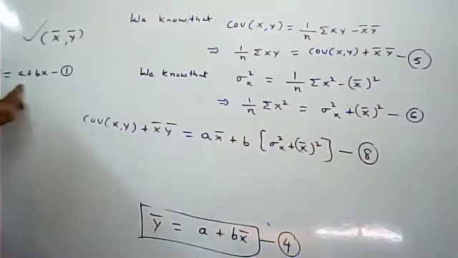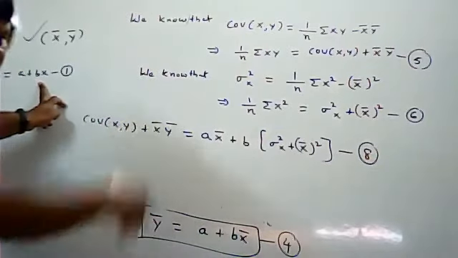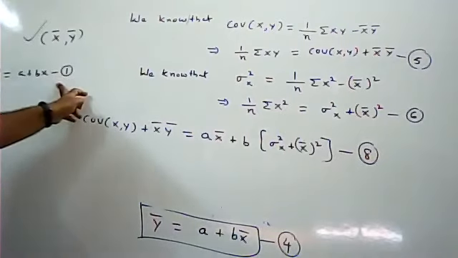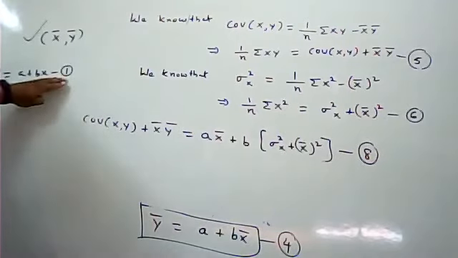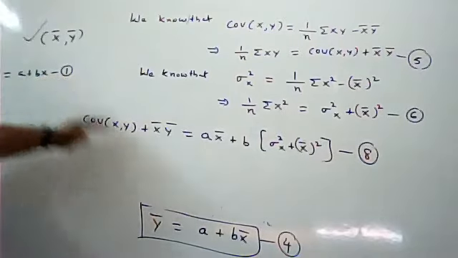This is the first equation, y equal to a plus bx. Why I am calculating all these things, I will tell you at the end. So y equal to a plus bx, this is the first equation. So I will consider equation 1 and I will multiply. Otherwise, equation 4 is there, so from this 1 you are getting this 4.